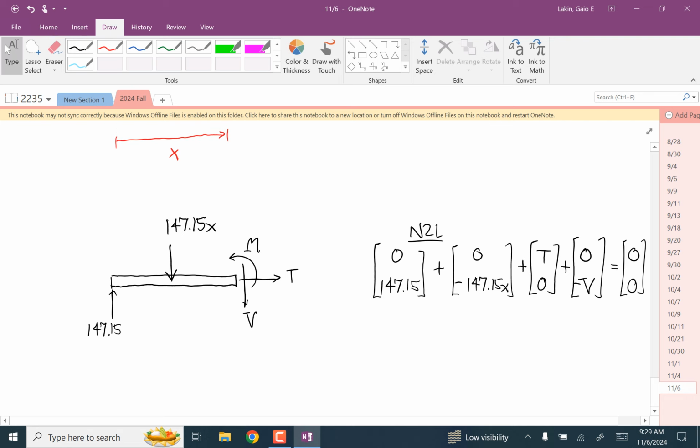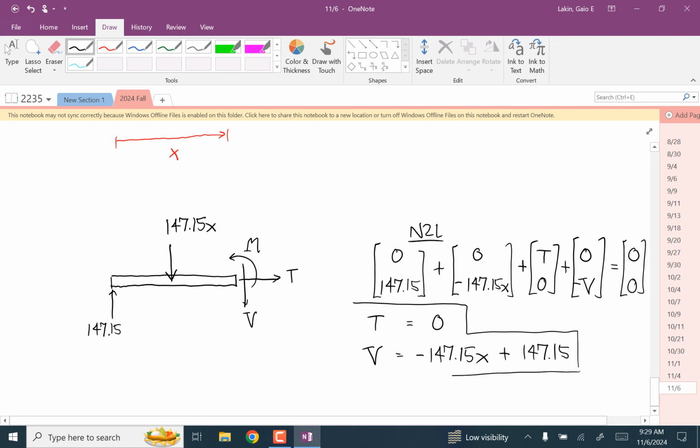And now you're just solving for those internal loads. T is equal to 0. V is equal to negative 147.15x plus 147.15. With me on that?